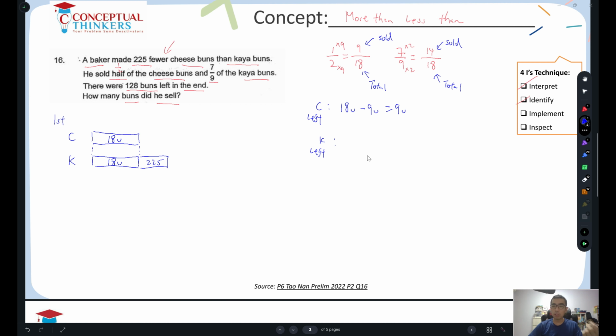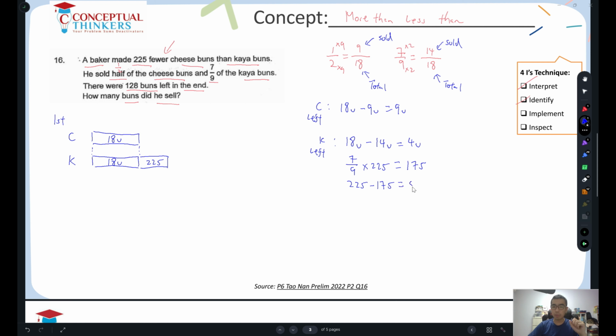So let's do the calculation. Now at first I have 18 units. I know that the units sold will be 14, so I'm going to minus away 14. So I'm left with 4 units. Okay, now for 225, we have to do some calculation. First I need to know the number sold in terms of 225. So I'm going to multiply 225 with 7/9. So I'm left with 175. Then I take 225 minus away 175.